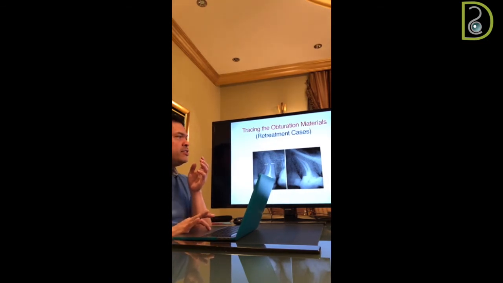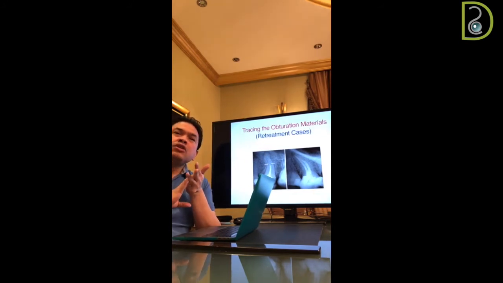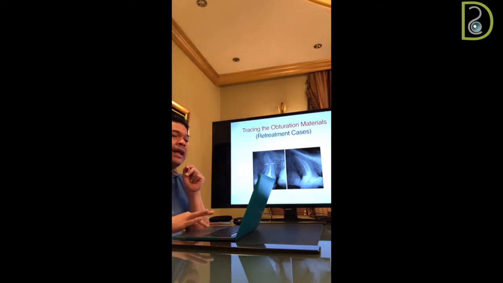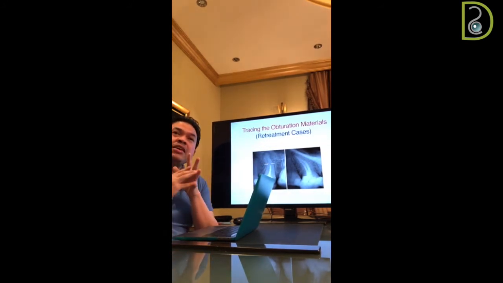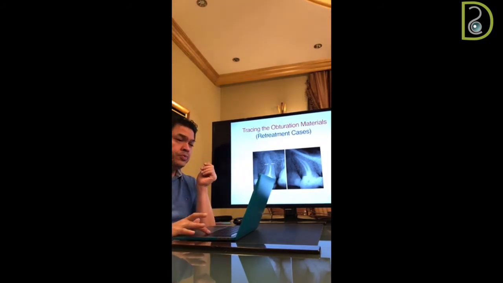If you have another case for retreatment, and as you see here the gutta percha suddenly disappears, it does not always mean that we have a ledge or calcification. Sometimes it gives you a hint that maybe we have another canal. So always, if you have disappearance of the gutta percha, think about a missing canal, like this case.